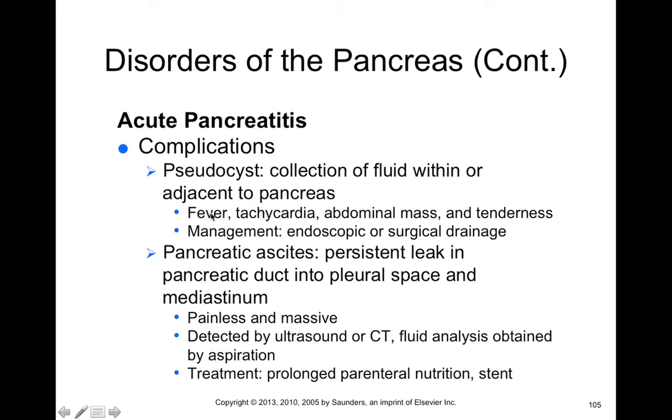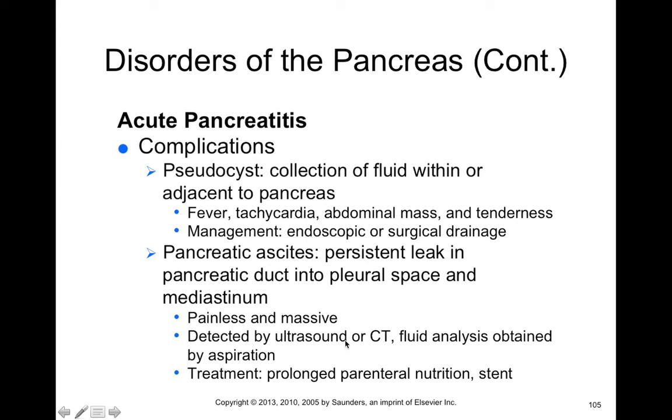Otherwise, this can lead to things like fever, tachycardia, abdominal masses, and tenderness. And this is managed by surgical drainage of that pseudocyst or endoscopic surgery. Now, pancreatic ascites is also a complication of pancreatitis. It's where you have a leak of pancreatic fluid into the pleural space or the mediastinum. And although it's painless, this can actually lead to damage of tissues around the lungs and heart.